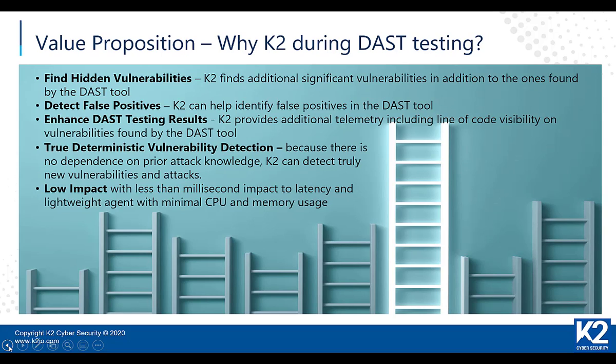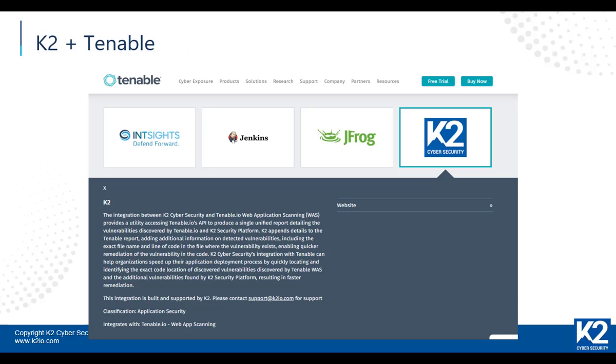Next, let's take a look at how this works by looking at K2's benefit when running with Tenable.io's web application scanner. Note, this can work with any DAST scanning. It's not required that you have Tenable. We do have a partnership with Tenable in which we work with Tenable to produce an integrated report with Tenable.io WAS, which provides both Tenable's results correlated with K2's results, which include the additional detail on the found vulnerabilities, including a listing of additional discovered vulnerabilities found by K2.